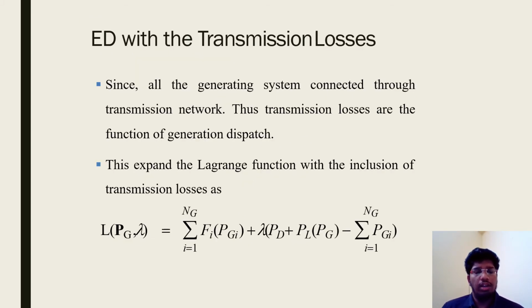ED, economic dispatch with the transmission losses. Since all the generating systems are connected through the transmission network, transmission losses are functions of generation dispatch. We expand the Lagrange function with the inclusion of transmission losses as L(P_g, lambda) equal to sigma i equal to 1 to Ng of F_i(P_gi) plus lambda times (P_D plus P_L(P_g) minus sigma i equal to 1 to Ng of P_gi).